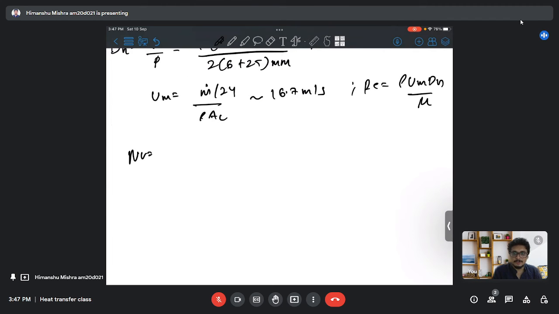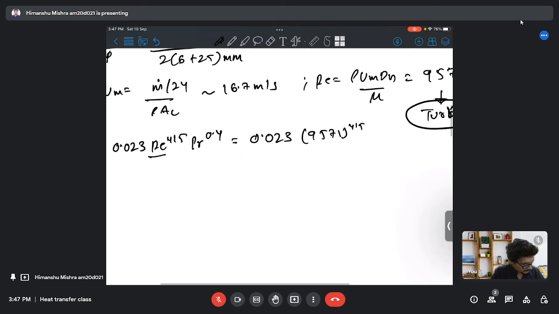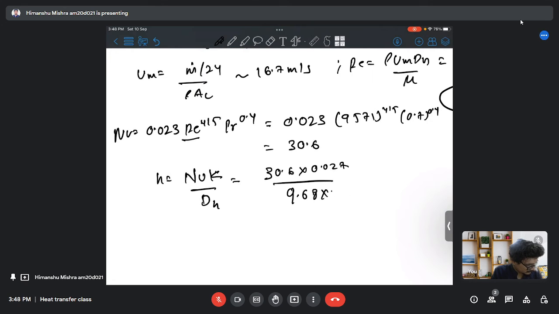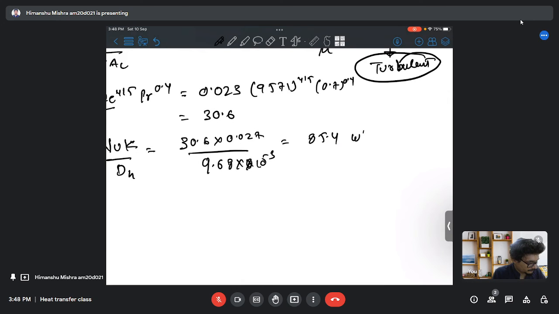That means the Nusselt number for turbulent flow will have a dependency on the Reynolds number to the power 4 by 5. So I'm putting the value of the Reynolds number and the Prandtl number, and I will get a Nusselt number of around 30.6. And we can directly get the heat transfer coefficient from the Nusselt number expression. This is my hydraulic diameter. So my heat transfer coefficient is 85.4 watts per meter square Kelvin.